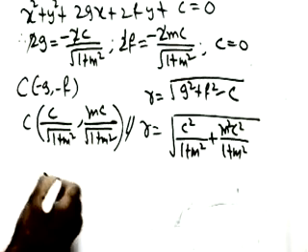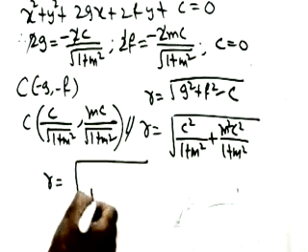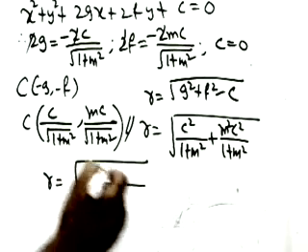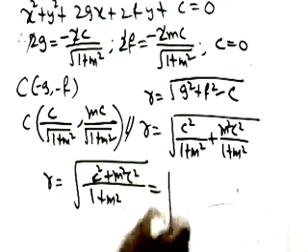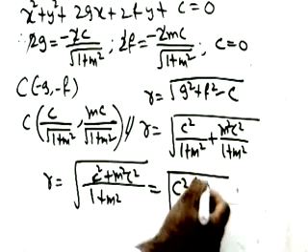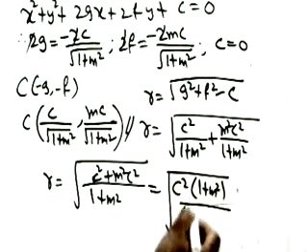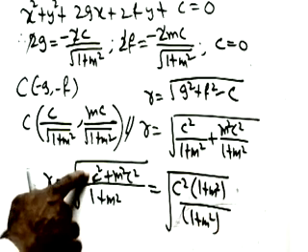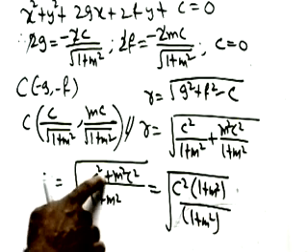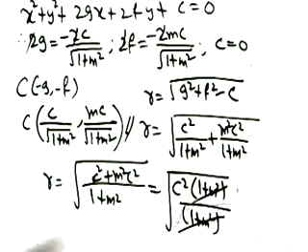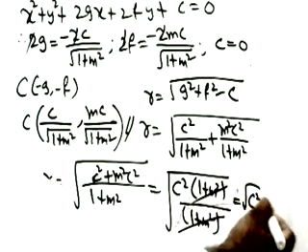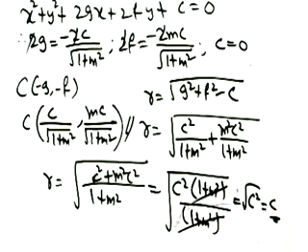Now let me take LCM. So r equals to under root of, if we take LCM, this will become 1 plus m square. Here is left c square plus m square c square. Now you take c square common, what is left here? If you take c square common, 1 is left here, plus m square is left here. So 1 plus m square by 1 plus m square get cancelled. This will be under root of c square. Root and square will get cancelled, get the value as c.